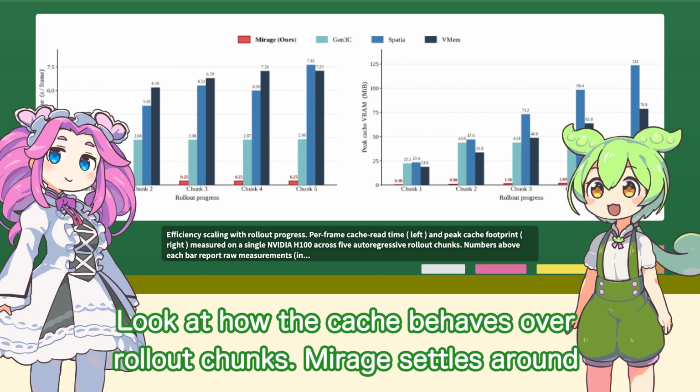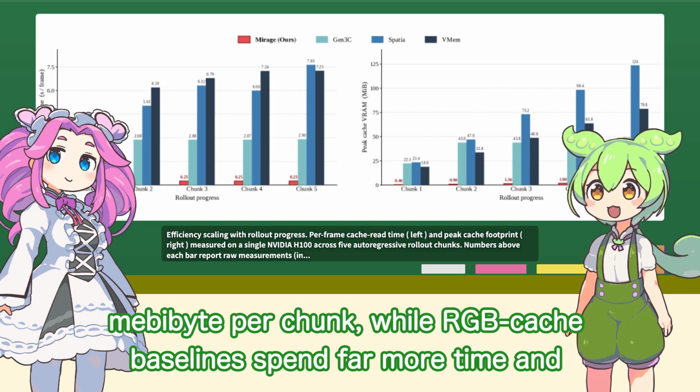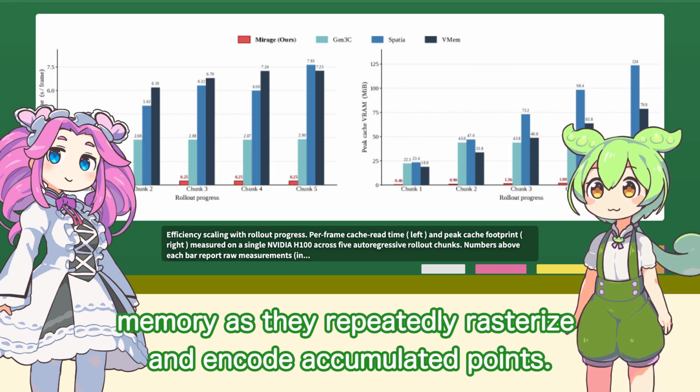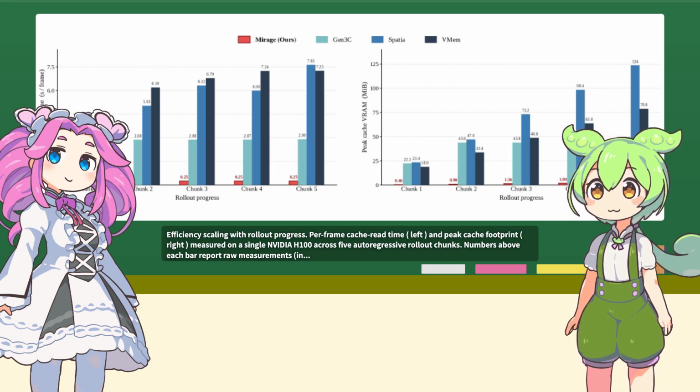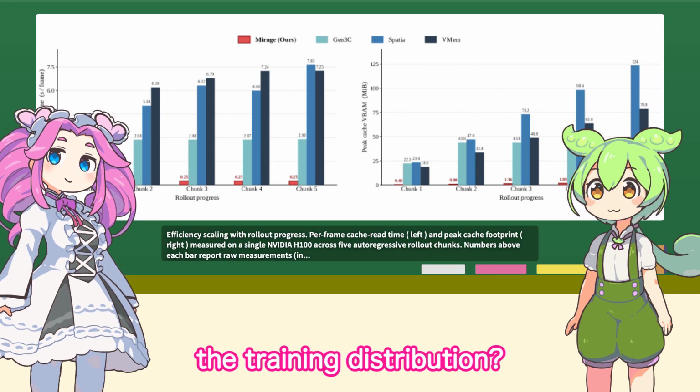Look at how the cache behaves over rollout chunks. Mirage settles around a small per frame render cost and its cache grows by less than half a megabyte per chunk, while RGB cache baselines spend far more time and memory as they repeatedly rasterize and encode accumulated points. Efficiency is clear. What about visual quality when the prompts are outside the training distribution?